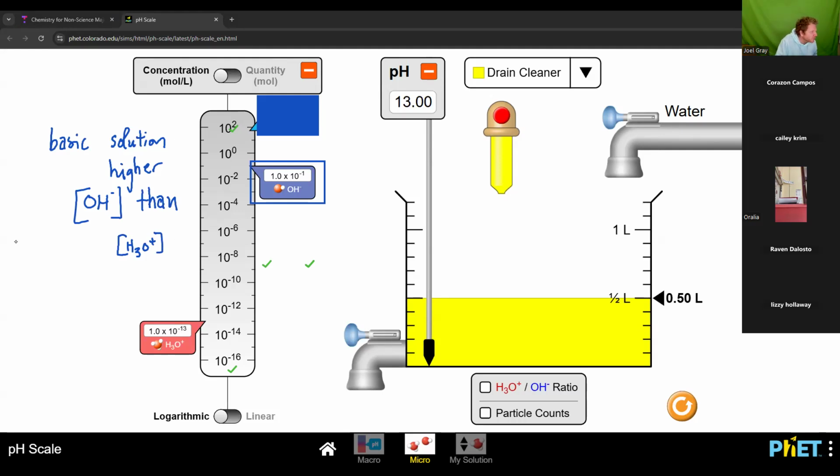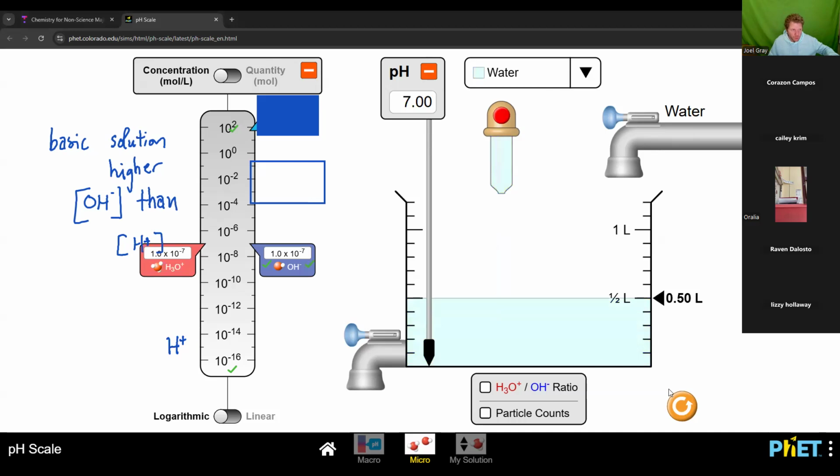Which again, just to avoid any confusion there, rather than write H3O plus, I'm going to write H plus here and H plus here. Okay. Is everyone good with that? Now, let's go ahead and refresh this. Start back at a neutral solution.